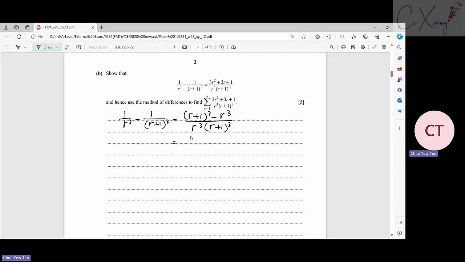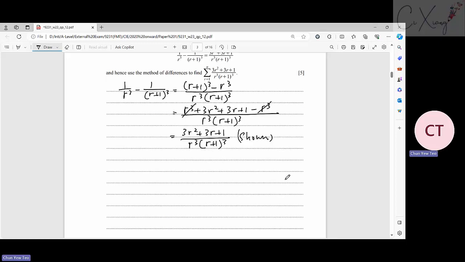Then we just need to expand the numerator by using the binomial expansion. You get r cube plus 3r squared plus 3r plus 1 minus r cube, divided by r cube times (r plus 1) cube. Cancel the r cube, then you get 3r squared plus 3r plus 1 over r cube times (r plus 1) cube. Shown. That is the first part.